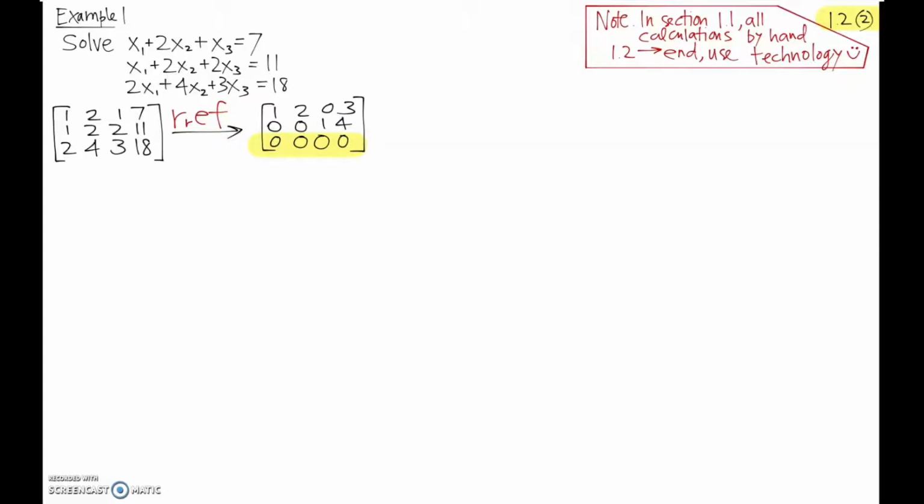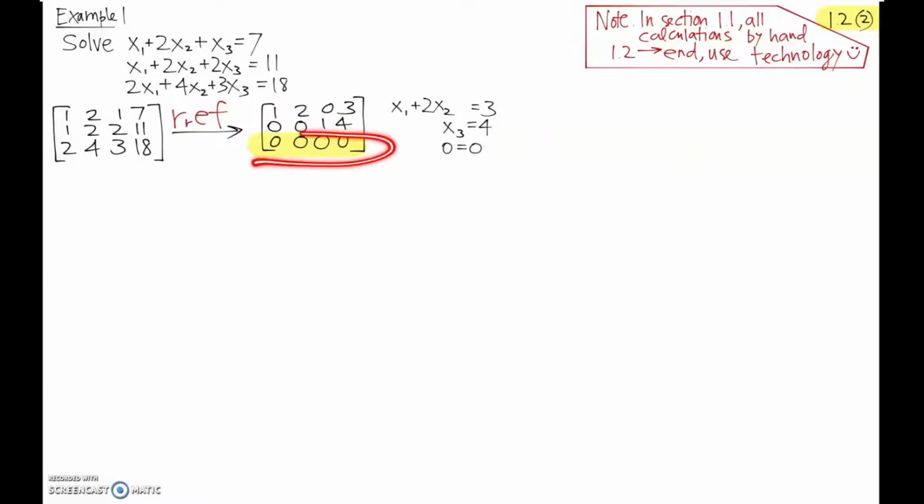I'm just going to start by rewriting what each row represents. So the top row is just saying 1 times x1 plus 2 times x2 plus 0 times x3 equals 3. This statement here. And the second row says 1 times x3 equals 4. Third row gives us really no information, 0 equals 0.